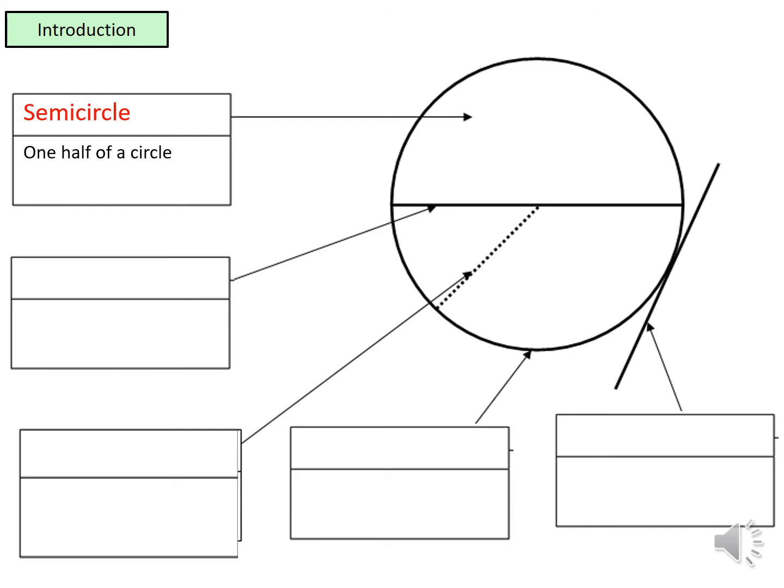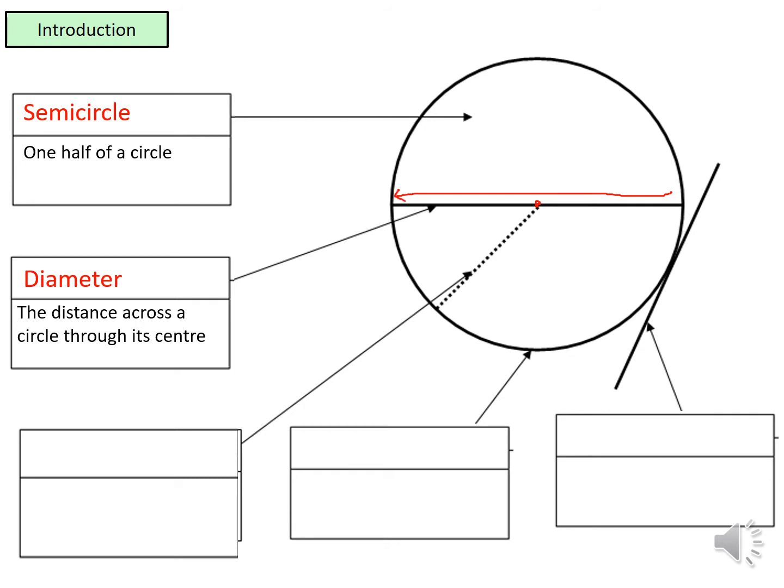Semicircle. It's quite obvious, it's half a circle. Okay. The next one, diameter. The distance across a circle through its center, meaning here's my center, it's the distance across, so all this line here in the middle is my diameter.